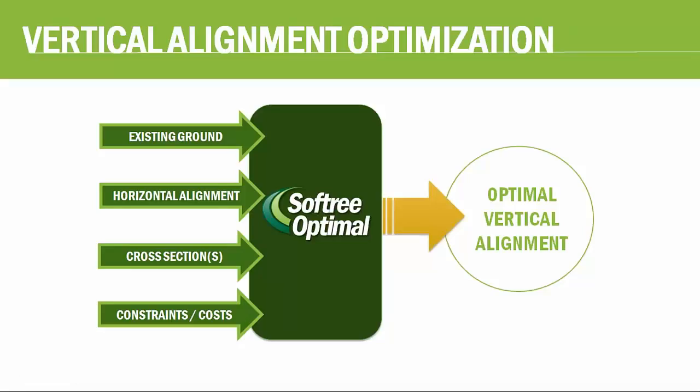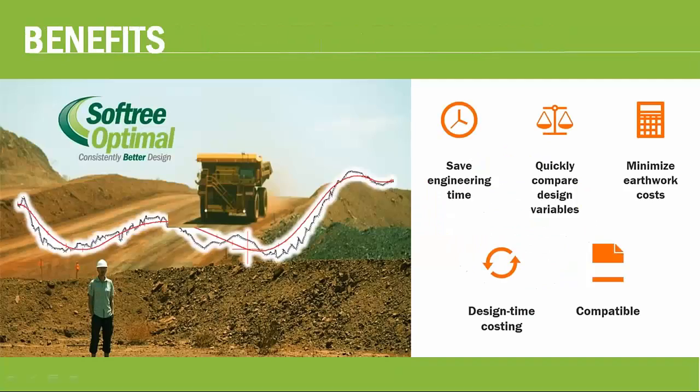Just a little bit about what Softree Optimal is. We have a little diagram here explaining what it does. Softree Optimal is a vertical alignment optimization tool. It uses a mathematical process to determine the lowest cost vertical alignment based on the horizontal alignment and whatever constraints and standards are entered by the user. So you have your existing ground, horizontal alignment, cross sections, and other constraints and costs, which Jack will be going into a little bit more detail about. We've been developing this technology for a number of years now in conjunction with the math department at the University of British Columbia here in Vancouver.